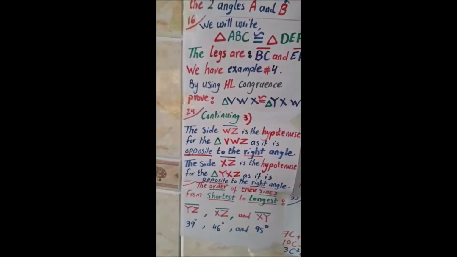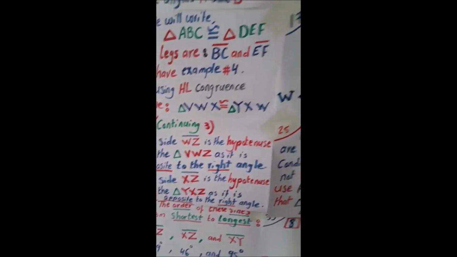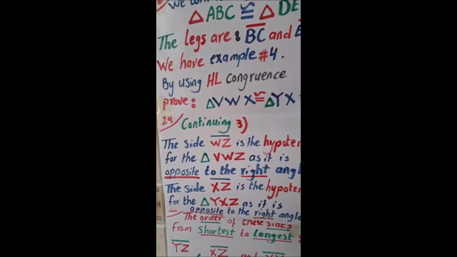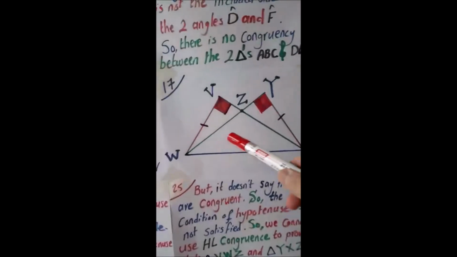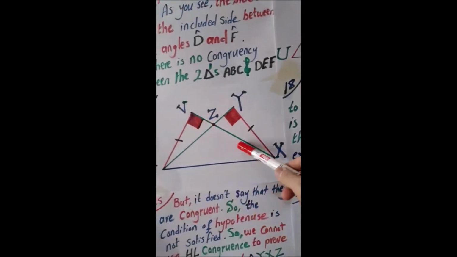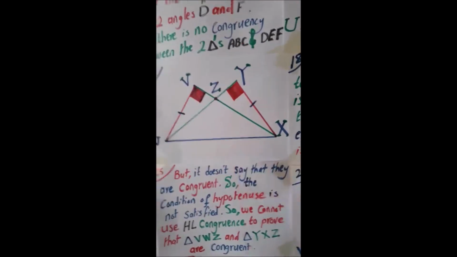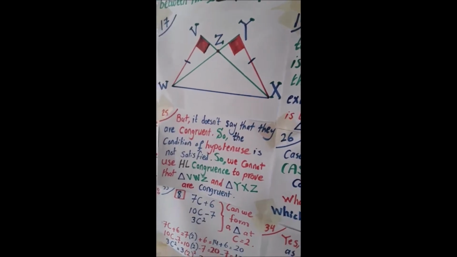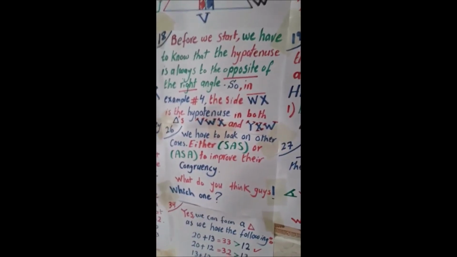Continuing, the side WZ is the hypotenuse for the triangle VWZ, as it is opposite to the right angle V. And for the side XZ, it is the hypotenuse for this triangle, as it is opposite to the right angle Y. But it doesn't say that these two hypotenuses are congruent. So the condition of hypotenuse is not satisfied. So we cannot use HL congruence to prove that these two triangles are congruent. We have to look at another case.